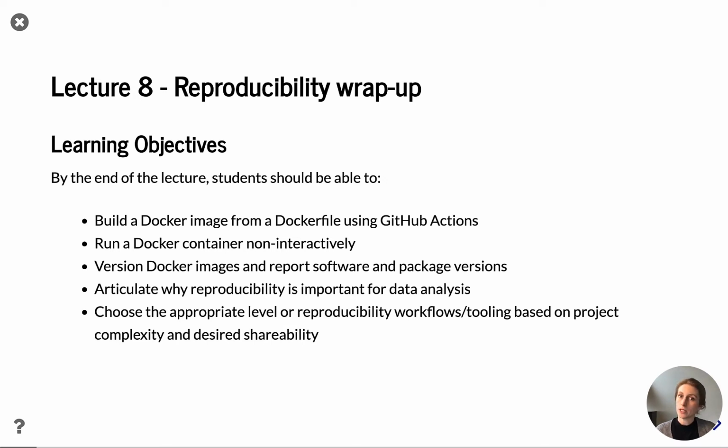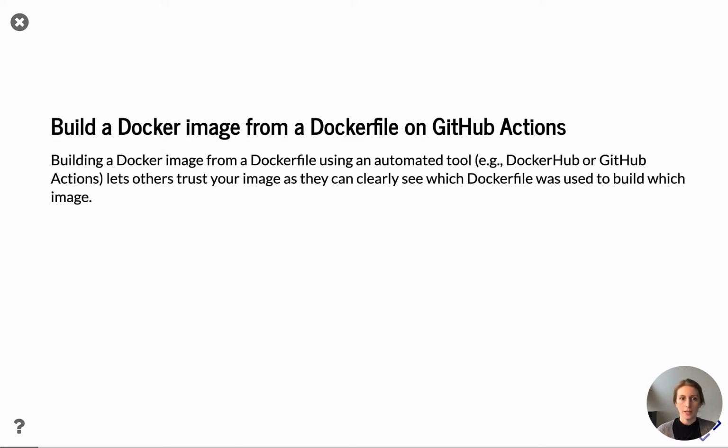You should be able to articulate why reproducibility is so important for data analysis. And finally, you should be able to choose the appropriate level of reproducibility workflows or tooling based on your project's complexity and desired shareability. Let's now talk about building a Docker image from a Dockerfile using GitHub Actions.